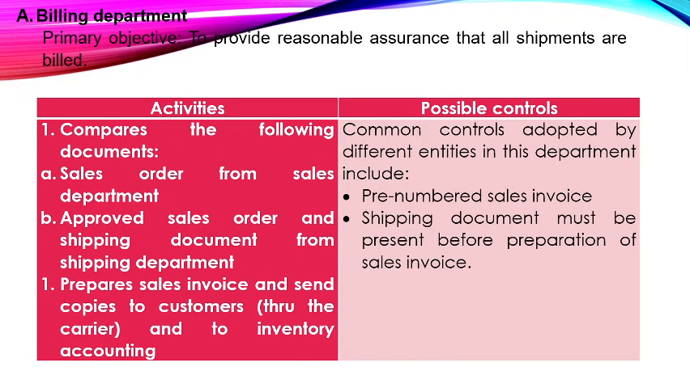Then we go now to the billing department. It's to provide reasonable assurance that all shipments are billed. Now, the activities here are: you have to compare the following documents: the sales order from the sales department, the approved sales order, and the shipping documents from the shipping department. And then prepare the sales invoice and send copies to the customer through the carrier or through inventory accounting. The possible controls are pre-numbered sales invoices, that's very important. Shipping documents must be present before preparation of the sales invoice. So take note of the sequence.